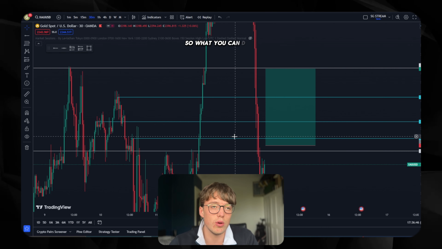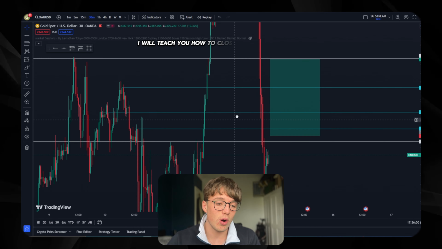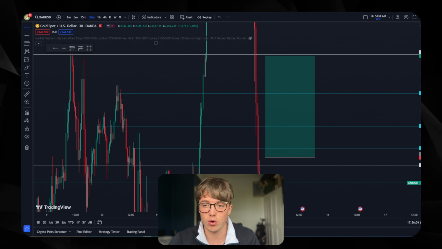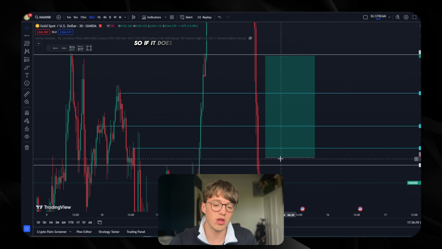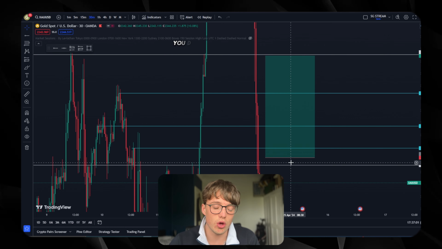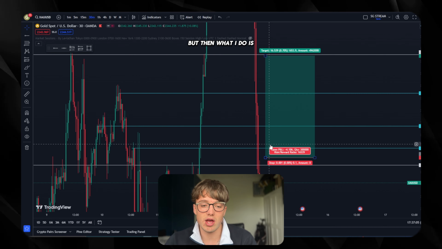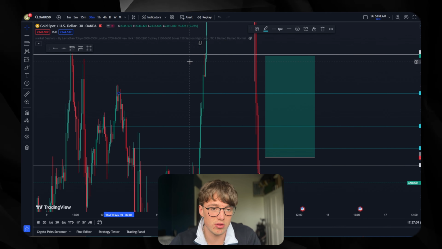I'll teach you how to do this in the next episodes, but I will teach you how to close partials of the trade. What that means is you can close 50% of the trade or 75% of the trade to secure some profit, so that if it does come back down to break even down here, you don't end up with nothing and you do keep some of your profits. But then what I do is I would allow this trade to keep running and continue to take partials at all of these rejection levels until we hit TP.